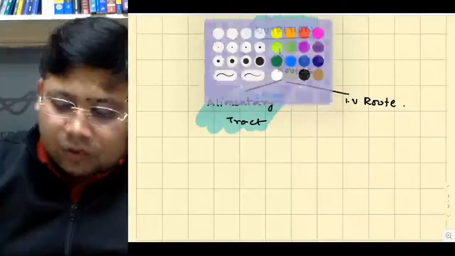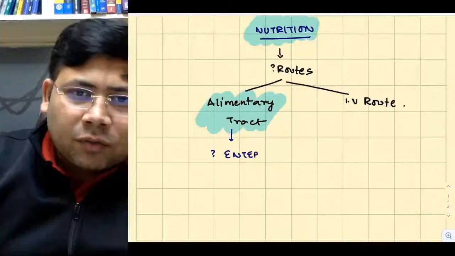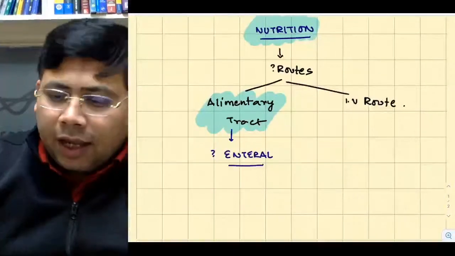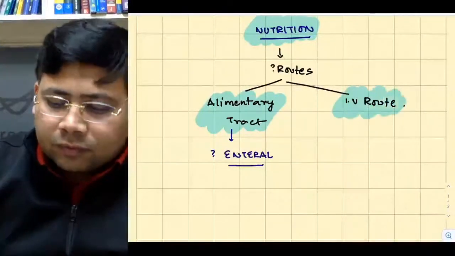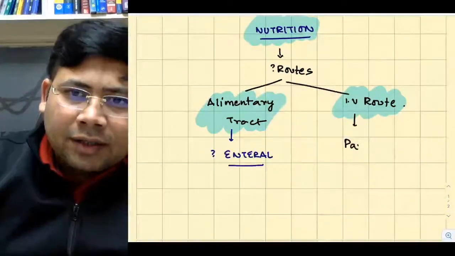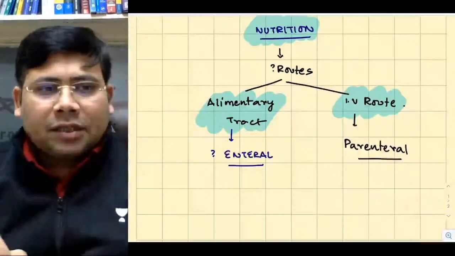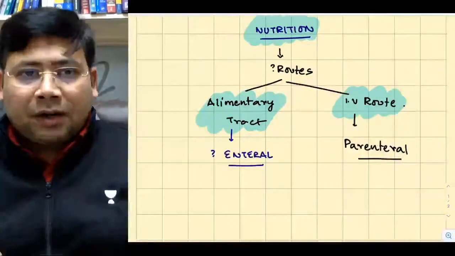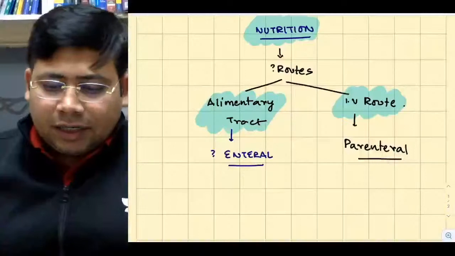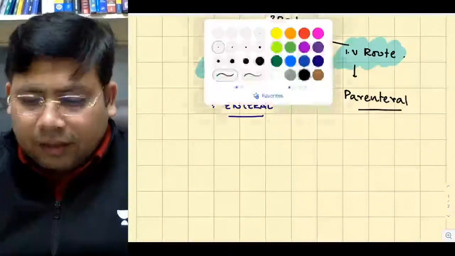So remember, if it is via the alimentary tract, that is what is known as enteral nutrition. And if it is via the IV route, that is what is known as parenteral nutrition. So there is one thing known as enteral, and another known as parenteral route of nutrition. Let us talk about this concept of enteral versus parenteral.